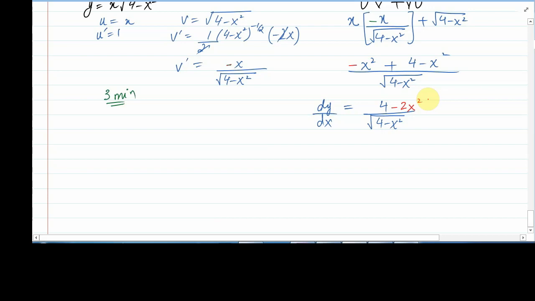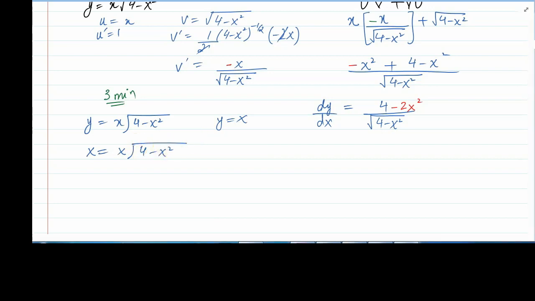Now you need to find out the value of x to find out the derivative value. So you have the equation y equals x under root 4 minus x square. We have the value y equals x. So y equals x means that I can substitute the value of x instead of y. So it will be x equals x under root 4 minus x square. All right. Now if we shift the whole equation to the left side, it will be x minus x under root 4 minus x square equals 0.